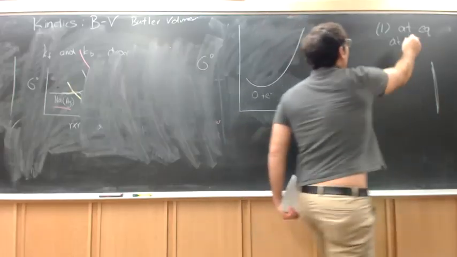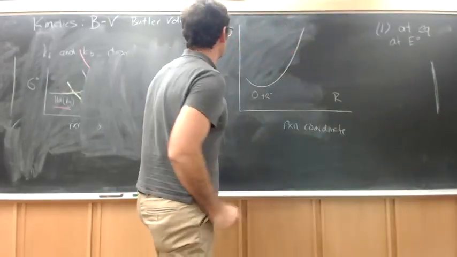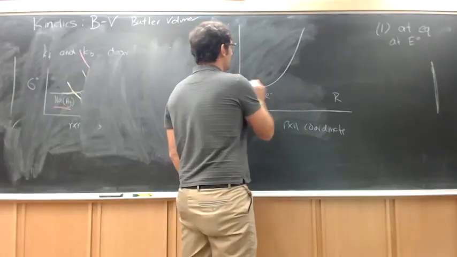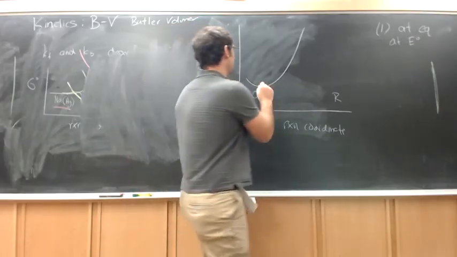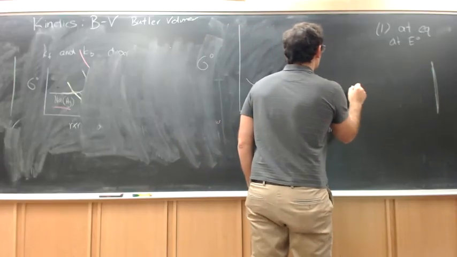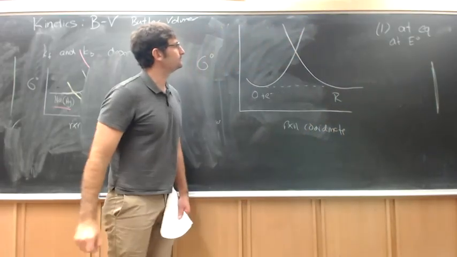Now, if I'm at equilibrium at E naught, so this is at potential E naught, where should the bottom of this parabola be, or the bottom of this curve? It should be at the same level, right? So I should basically do that, right?